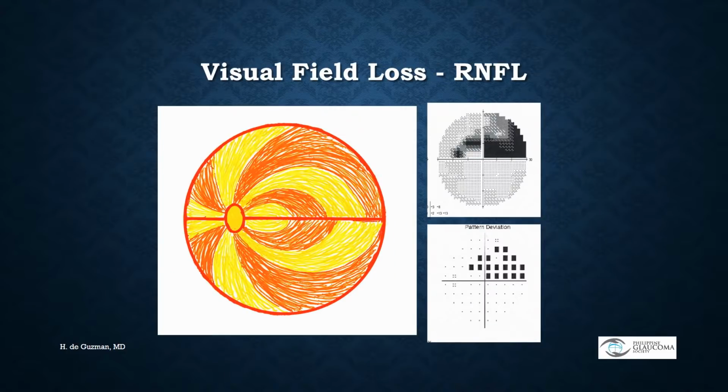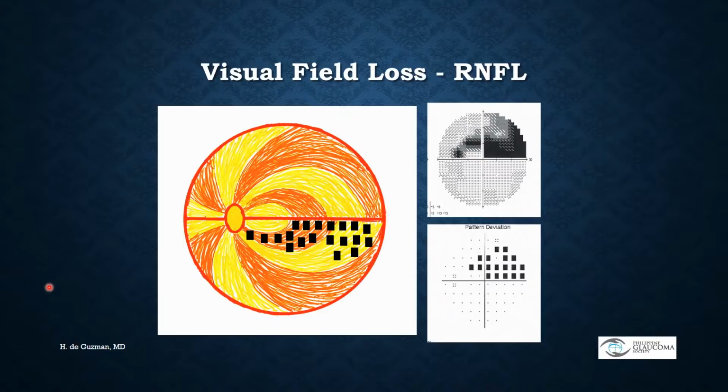Visual field loss due to disease affecting the RNFL, such as glaucoma, will have a pattern that follows the bundle pattern of the RNFL. So here we have a superior paracentral scotoma and a superior nasal step defect. And here are the corresponding areas of RNFL affected.